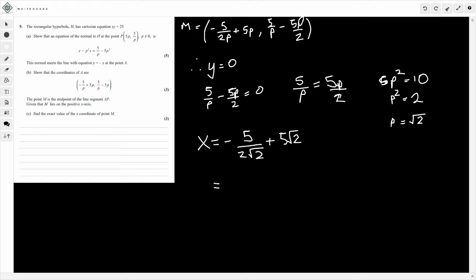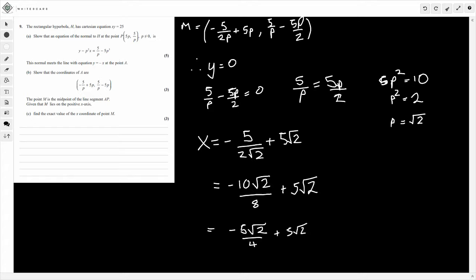That's going to be minus 5 lots of 2 root 2, so minus 10 root 2, and then the bottom is going to be 2 root 2 times 2 root 2. So that's 4 times 2 to give me 8. So that's minus 10 root 2 divided by 8 plus 5 root 2, and the 5 root 2 hasn't changed. Now we can simplify this, so that's going to be minus 5 root 2 over 4 plus 5 root 2.